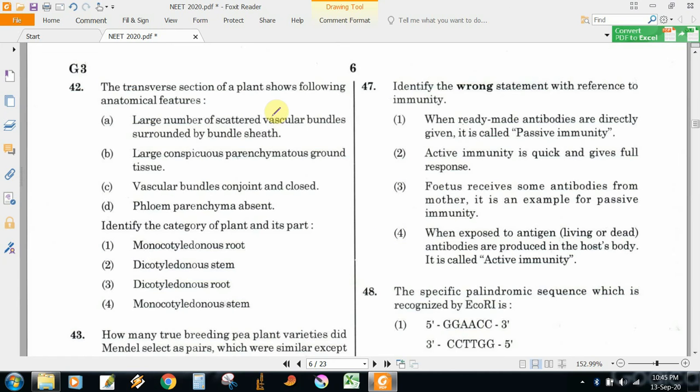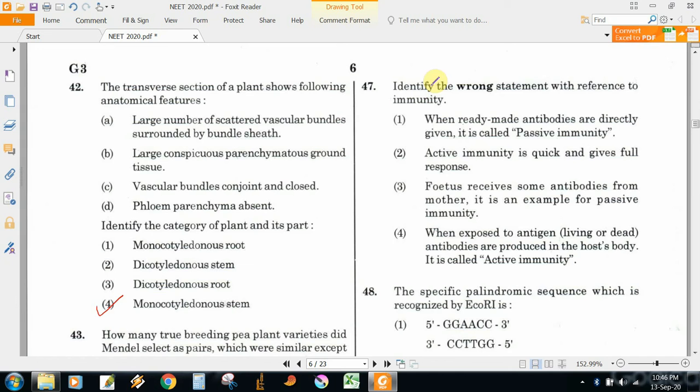Now, the 42nd question we are having: transverse section of plant shows the following anatomical features. The first feature is large number of scattered vascular bundles surrounding the bundle sheath, large conspicuous parenchymatous ground tissue, vascular bundles conjoint and closed, phloem parenchyma absent. So identify the category of plant and its part. The first one is monocotyledonous root, dicotyledonous stem, dicotyledonous root, monocotyledonous stem. The answer is monocot stem. So these features are mainly observed in the case of monocot stem.